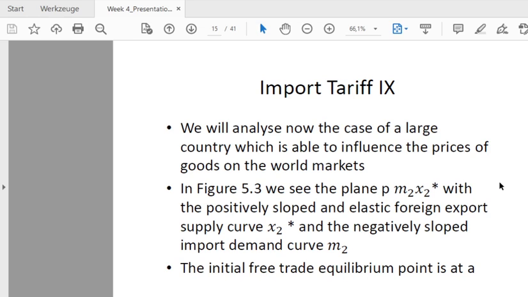In this figure, we see the plane P times M2 and X2 star. So P is the relative price, and M2 is the import demand, and X2 star is the foreign export supply. With a positively sloped and elastic foreign export supply curve X2 star and the negatively sloped import demand curve M2, the initial free trade equilibrium in this figure 5.3 is at point A.